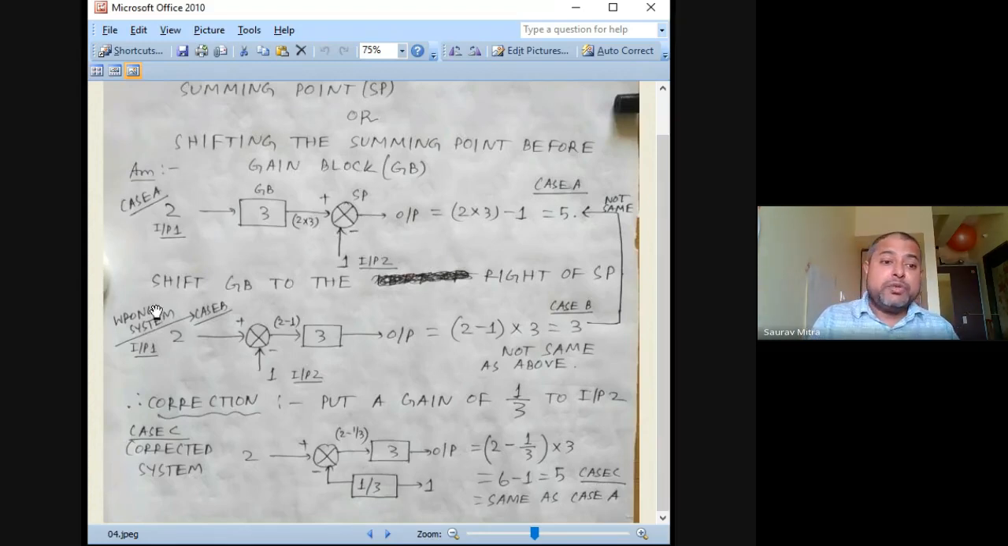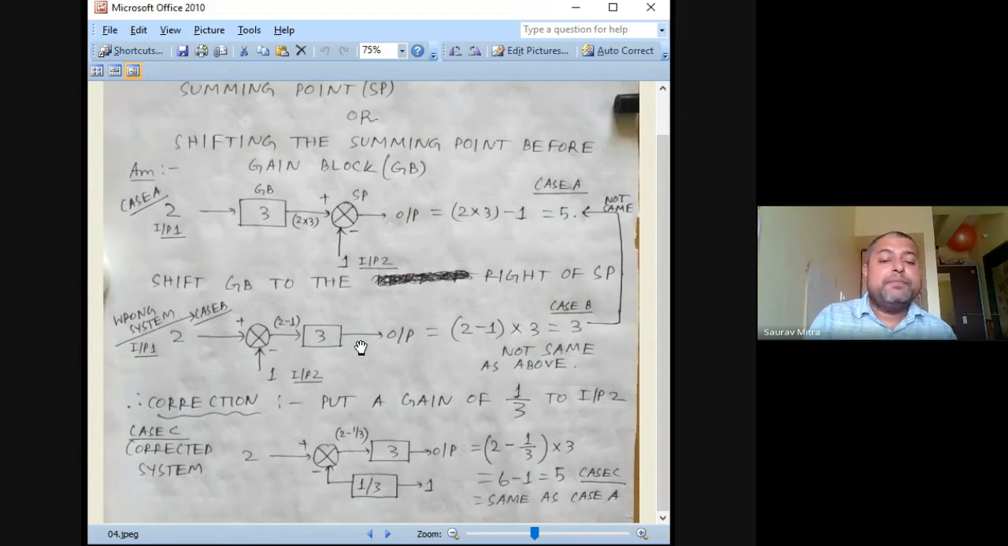The medium case, which is actually wrong, it is written here as wrong system, because in the input 2 we are supposed to put a block and add a gain of 1 by 3. Either we can say gain of 1 by 3, or attenuation of 3. Both are the same thing. So in case C, we have done that. So if you are coming from case 1, directly you have to do case C.